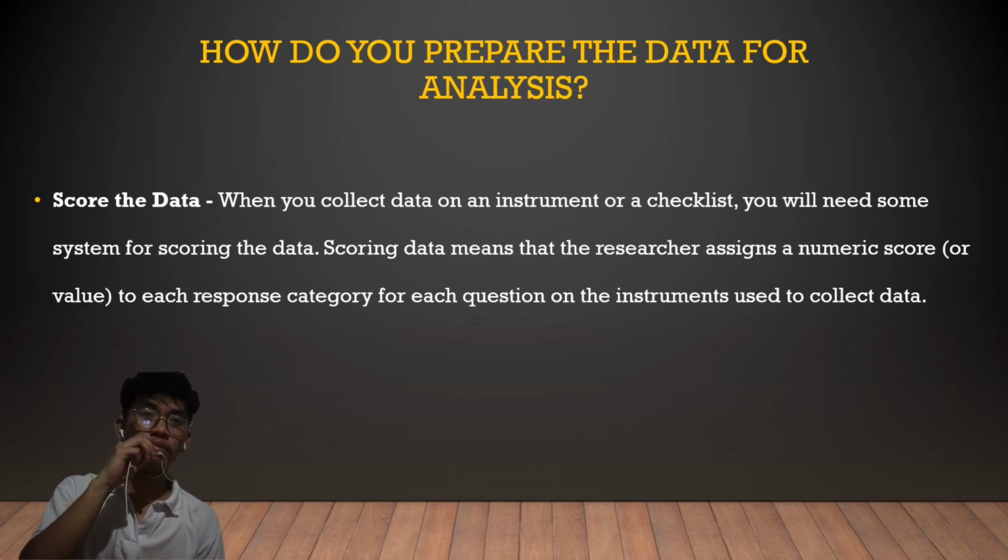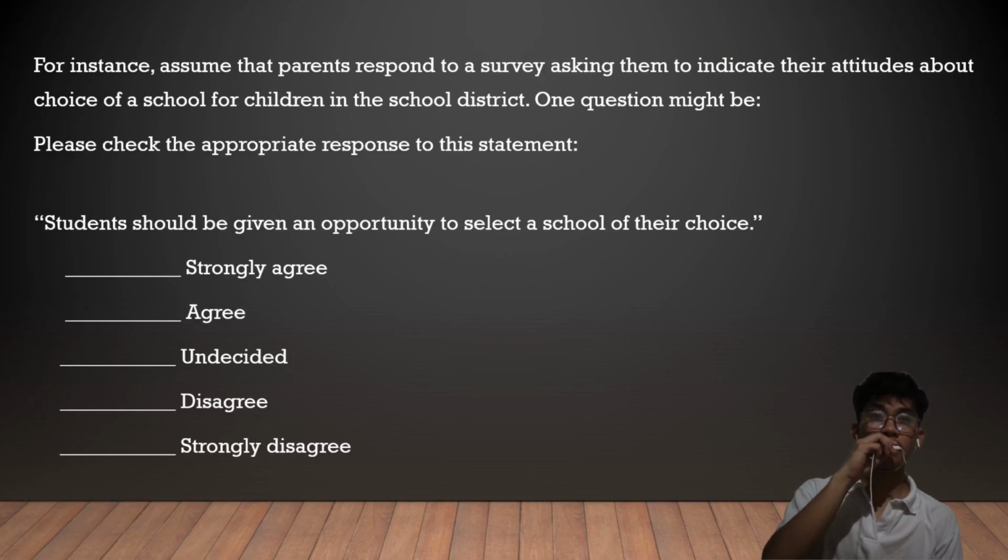When you collect data on an instrument or a checklist, you will need some system for scoring the data. Scoring data means that the researcher assigns a numeric score or value to each response category for each question on the instrument used to collect data. There are many ways to collect data for your analysis, but some of the most common ones are surveys, interviews, observations, experiments, and document analysis. Let's look at some examples.